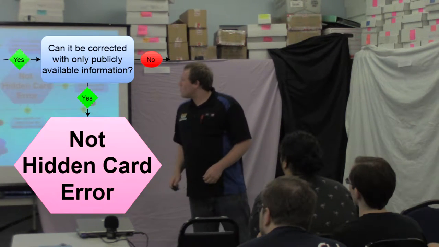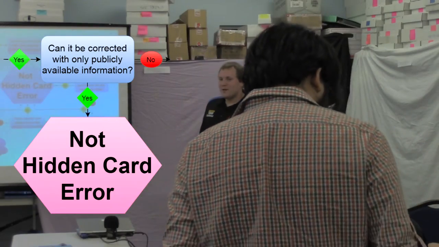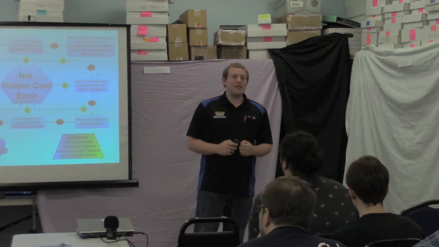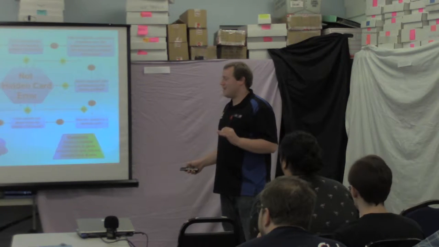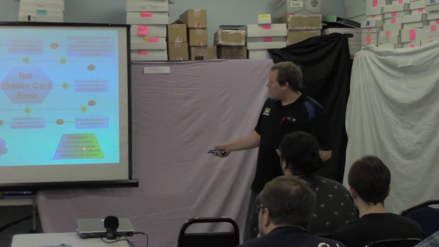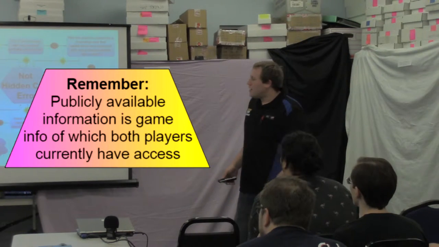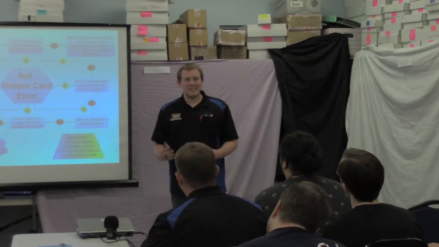So can it be corrected with only publicly available information? One of the things that wasn't very clearly defined within the rules is what is publicly available information. Fortunately, we have this beautiful thing called the English language that allows us to figure out what publicly available information is. So it's game information of which both players currently have access. So if you come over, you can see the active player's hand. That's not publicly available information because the non-active player does not have access to that information currently.